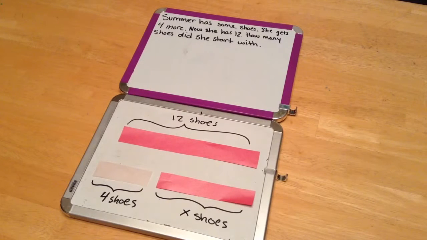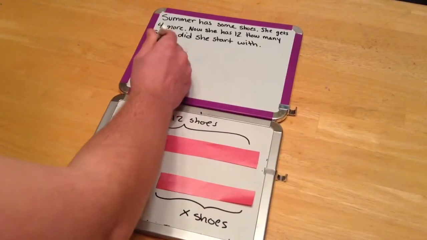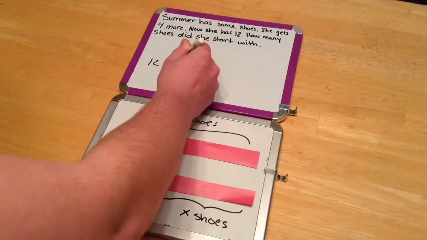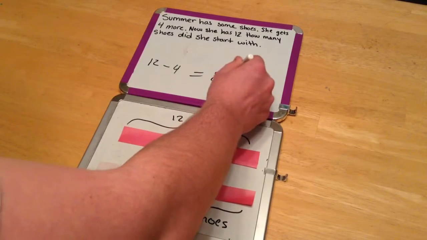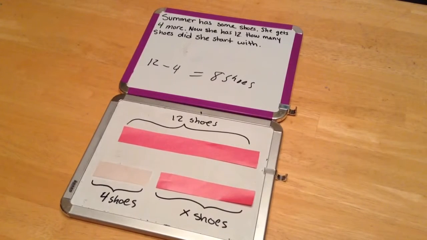So by using this, how would you figure it out? You can figure it out right up there. I would take the original shoes she had, just 12, and I would subtract the 4 shoes, and you get 8 shoes. Good job. Exactly how you do it.